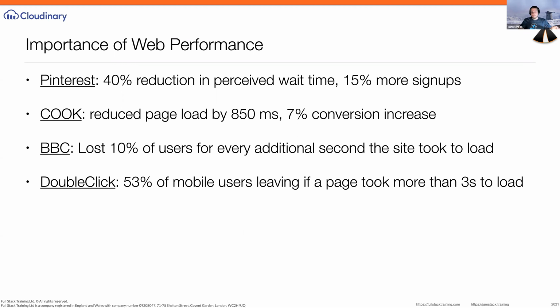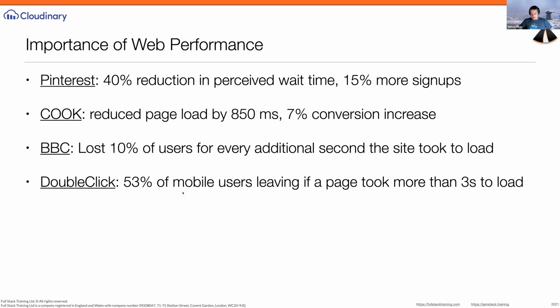The BBC, the British Broadcasting Corporation in the UK, found that they were losing 10% of the users for every additional second their site took to load. Now, the BBC is probably one of the most visited websites in the UK. So we're talking about a lot of visitors. Not 1,000 visitors per day, but probably 100,000, if not more. And if you think about it, 10% of that is a lot. And they were losing that every second. So basically that means 1, 2, 3, they potentially could have lost 30,000 users, which is a lot, right? Just in 3 seconds. And then there are some other statistics in here.